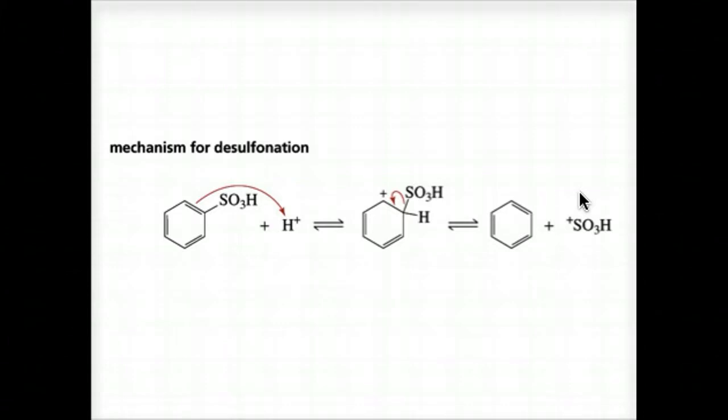In sulfonation, the rate determining step is electrophilic attack of benzene by the sulfonium ion. In desulfonation, the rate limiting step is the loss of SO3 with a proton ion from the benzene ring, as you can see on this slide.